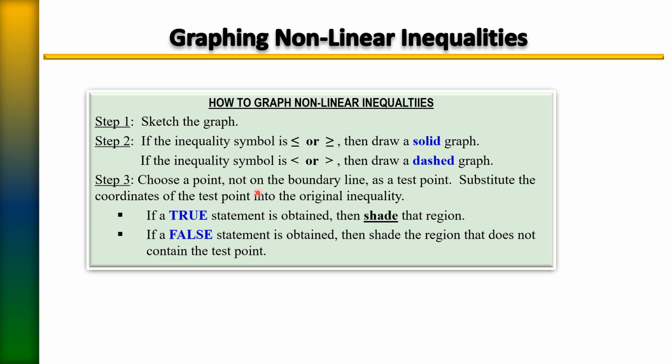Now, we're going to use the test point boundary method of using the test point 0, 0. So when using that method, if you get a true statement when plugging in that test point, then you will obviously shade that region. And if you get a false statement when plugging in that test point, then you will not shade the region where the test point is located. So let's go ahead and do an example.